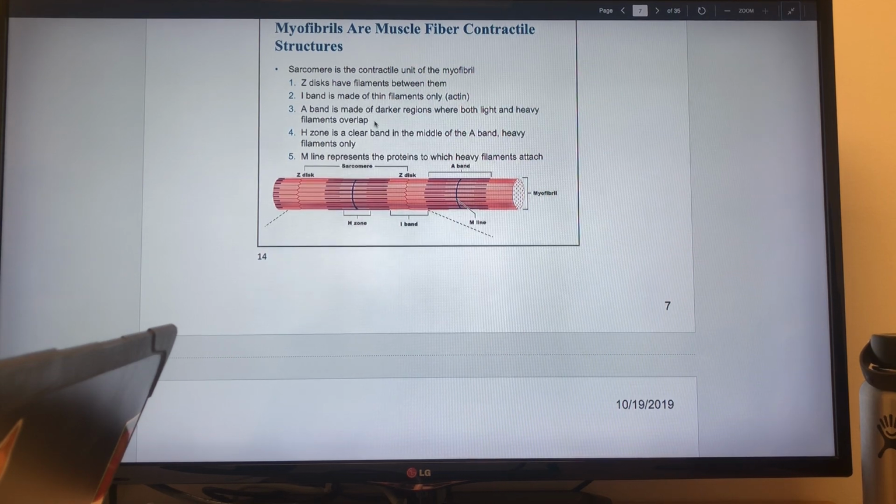That's your H zone. It's a clear band within an A band. So the A band encompasses the H band. Basically, the A band is the entirety of the myosin, or the thick filament, right? And then you have your M line, which is just the middle structure of the thick filament. So think of it as like a ring, right? From end to end of the ring, you have your A band.